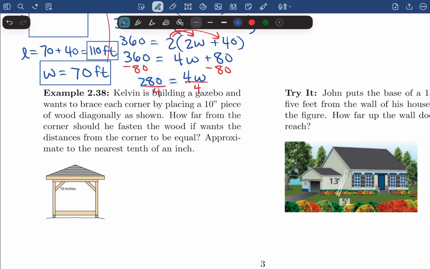Here's our final example for this lesson. Example 2.38. Kelvin is building a gazebo and wants to brace each corner by placing a 10-inch piece of wood diagonally as shown. How far from the corner should he fasten the wood if he wants the distances from the corner to be equal? Approximate to the nearest tenth of an inch.